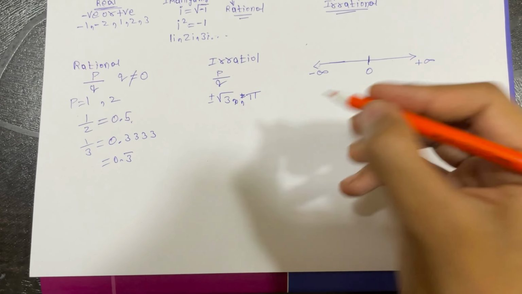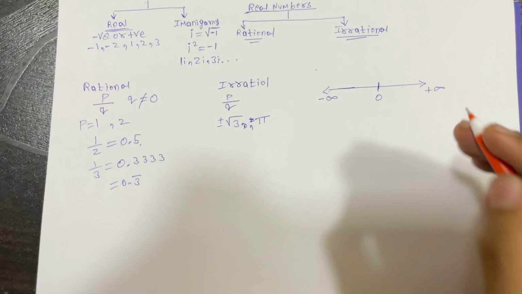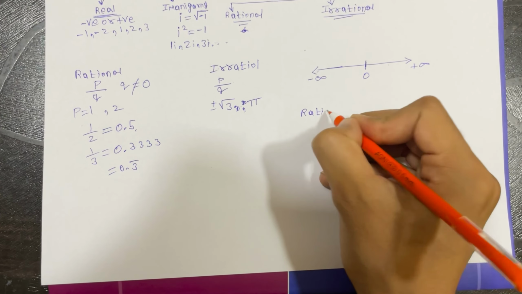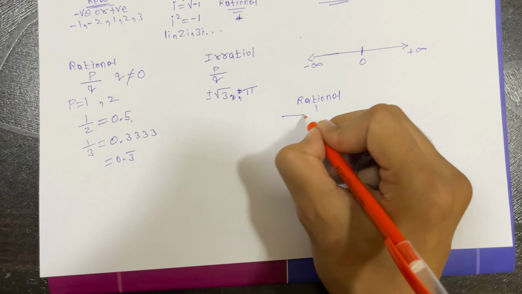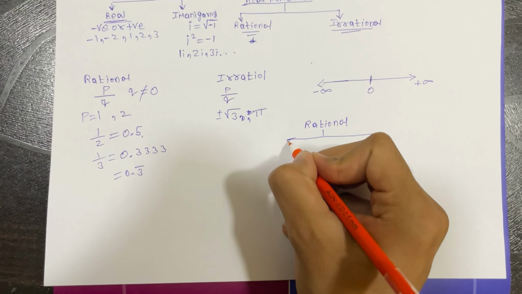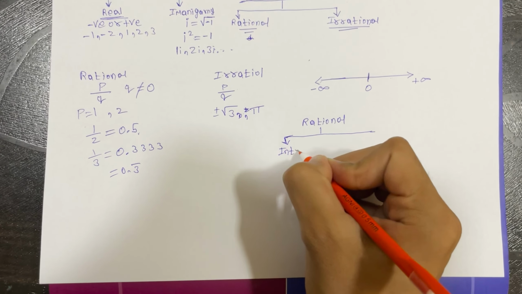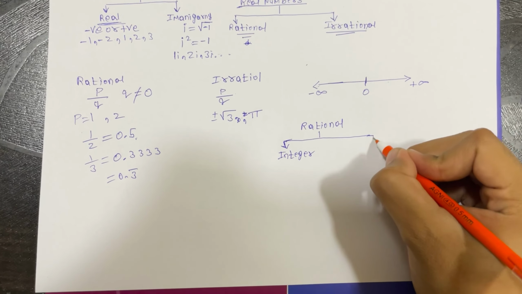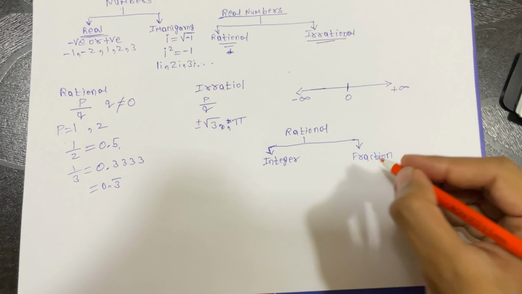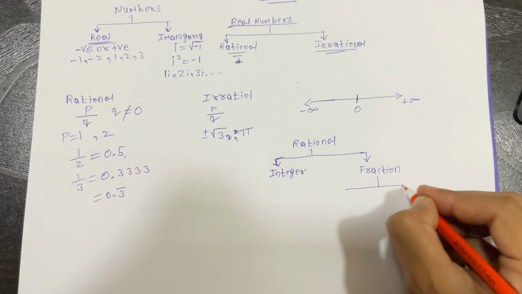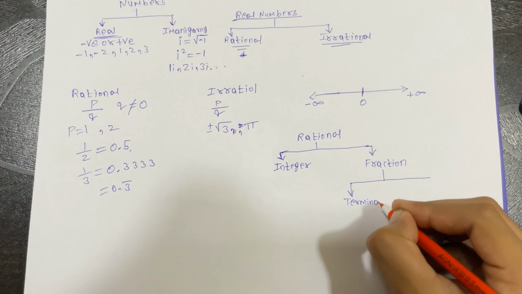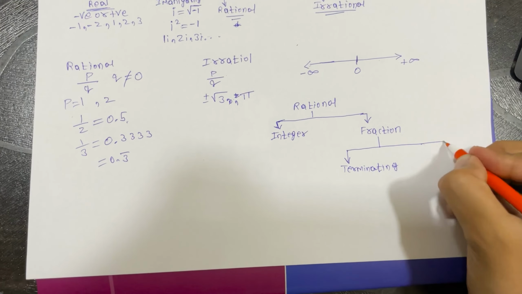The next concept we are going to learn is again the rational number classification. A rational number is classified in two ways. One is integer and the other one is fraction. And then fraction is further classified as terminating fraction and non-terminating fraction.